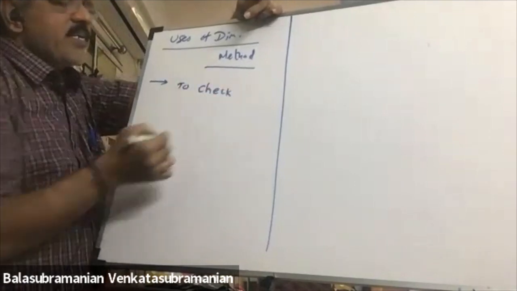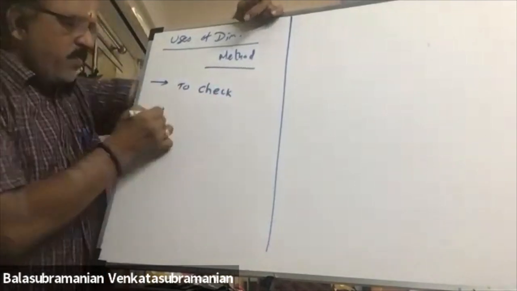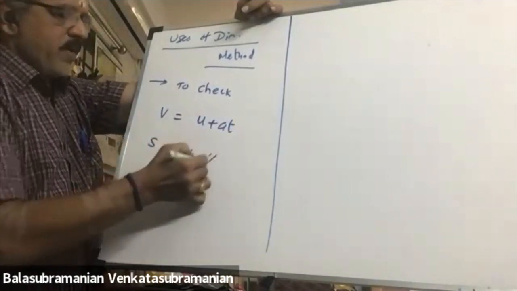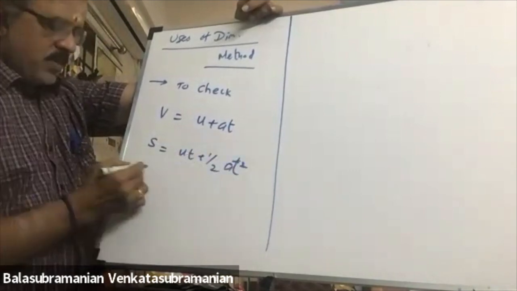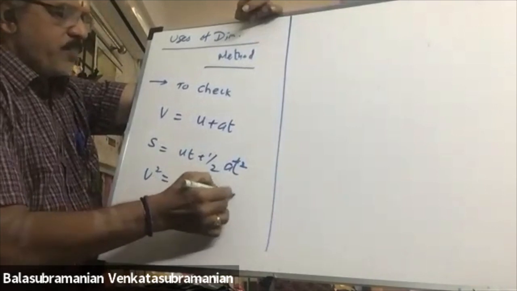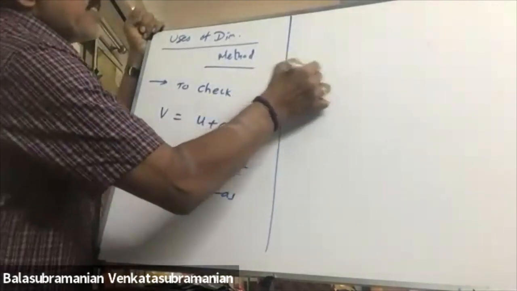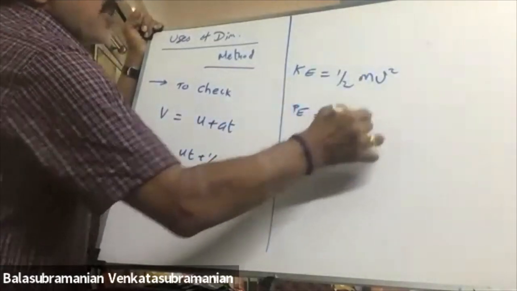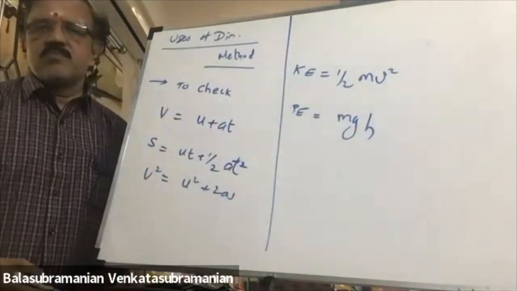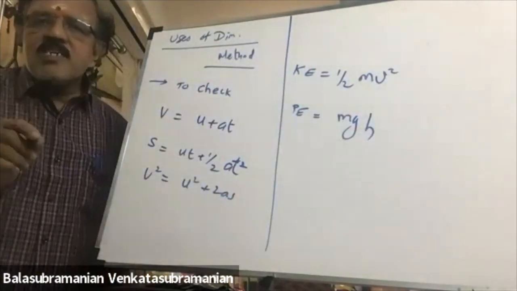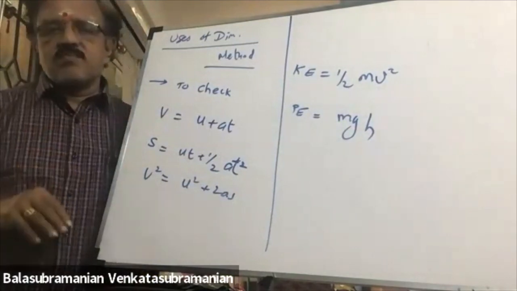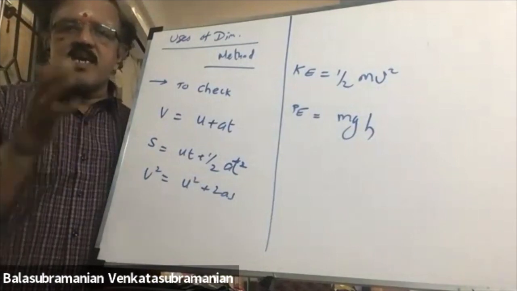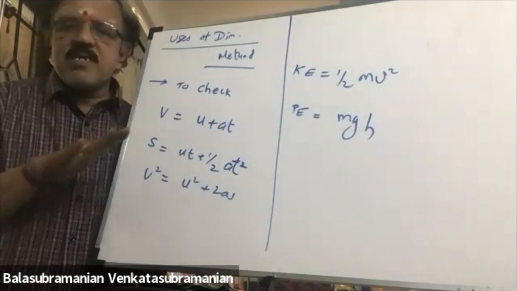To check the correctness. What is the correctness, sir? V is equal to U plus AT. S is equal to UT plus half AT square. V square is equal to U square plus 2AS. Kinetic energy is half mv square. Potential energy is mgh. Like that, I have equations. Using dimensional formula, I am checking whether this is correct or not. One important point I want to clarify here is, we are checking only dimensionally. We are not checking mathematically.